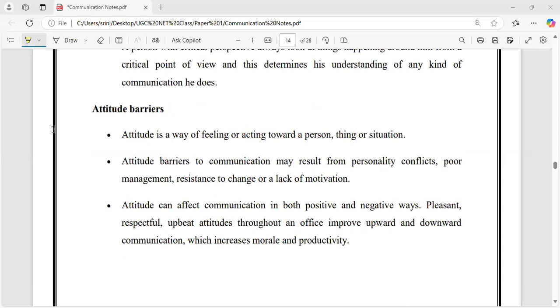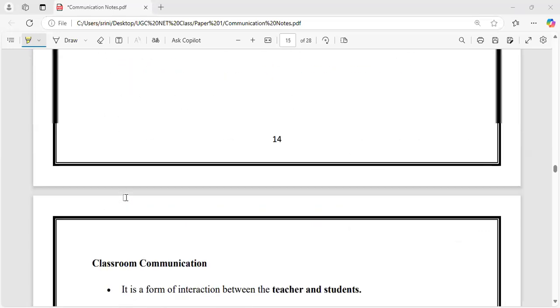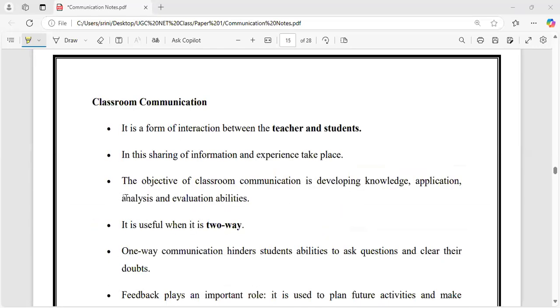Barriers to communication may result from personality conflicts, poor management, resistance to change, or lack of motivation. Attitude can affect communication in both positive and negative ways. Pleasant, respectful, upbeat attitudes throughout an office improve upward and downward communication, which increases morale and productivity. So, attitude, yes. So, again, we have classroom communication, sharing of information and experience that take place.